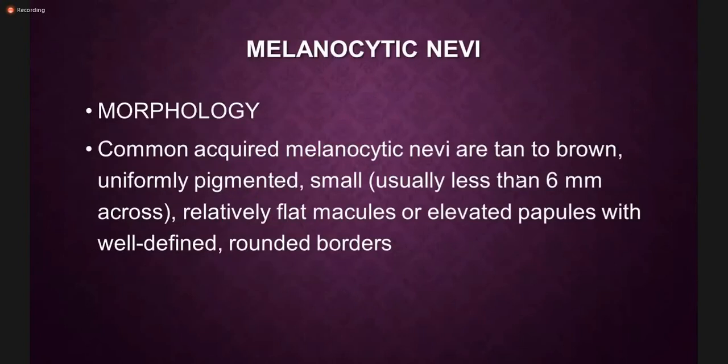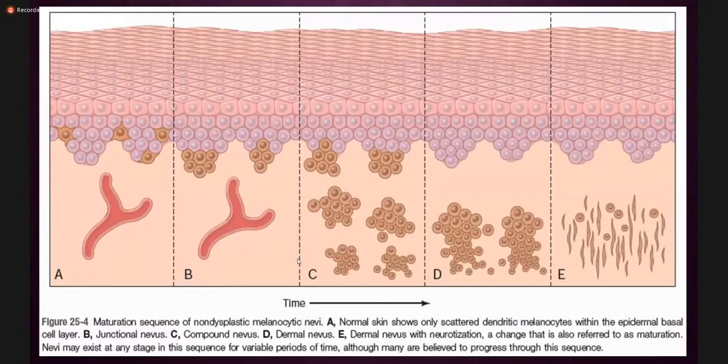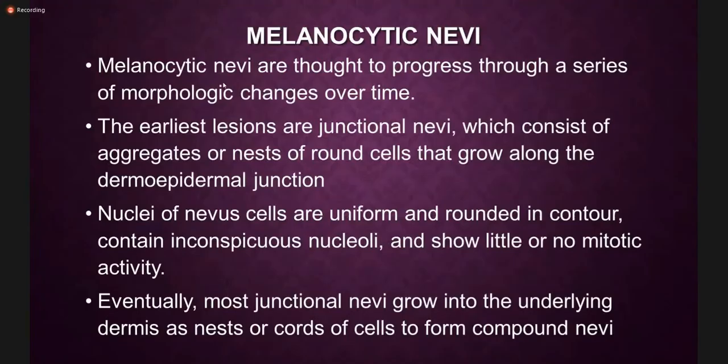Now coming to the morphology of the melanocytic nevi, these common acquired melanocytic nevi are tan, brown, uniformly pigmented. They can be small papules, usually nodules, or macules, and have well-defined rounded borders. Melanocytic nevi are thought to progress through a series of morphological changes over time.